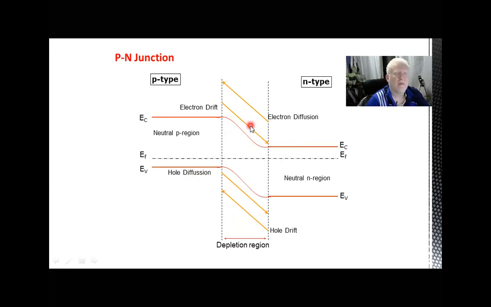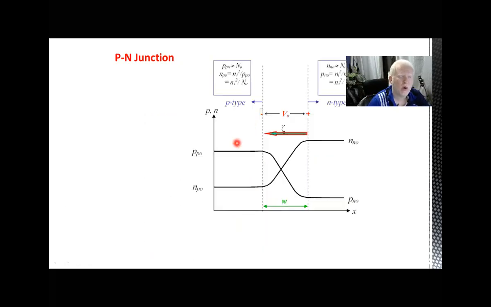So based on that, we plot what's called the electron concentration and the hole concentration, as you can see here. So this is the hole concentration. Here is the p-type region because the holes are greater than the electrons. Here is the n-type region because electrons are greater than holes. So as you can see, this is the overall graph.